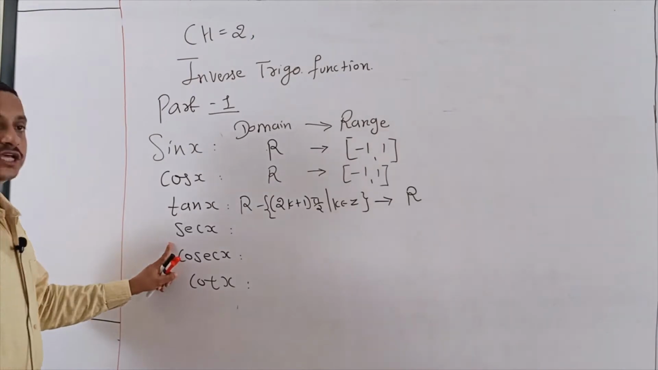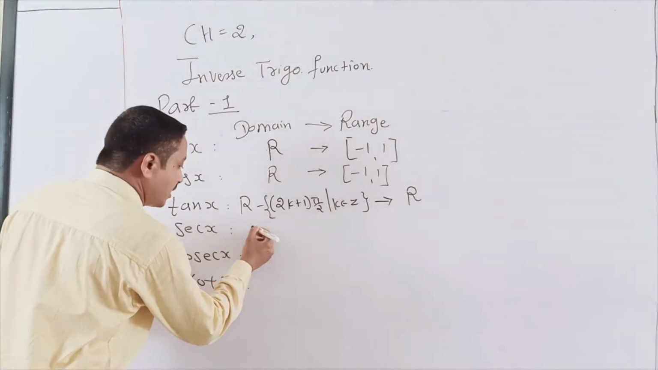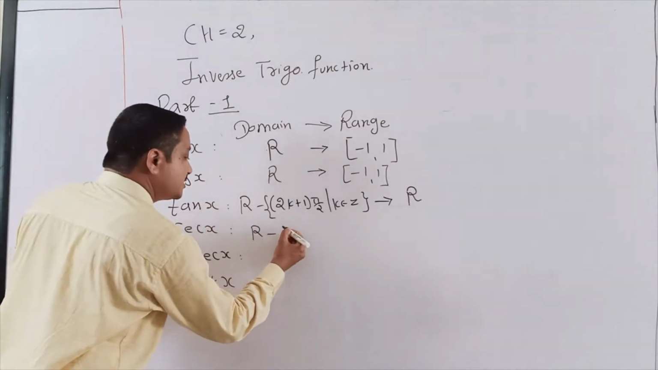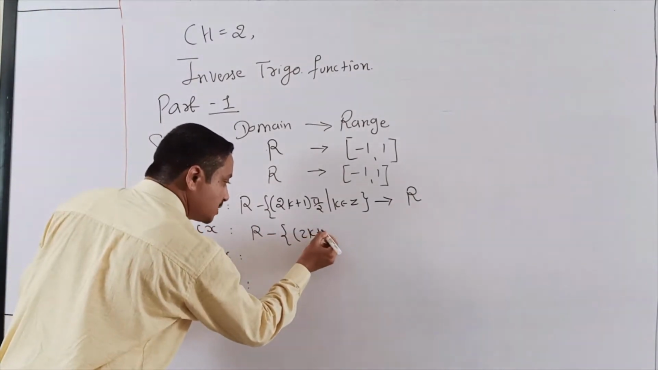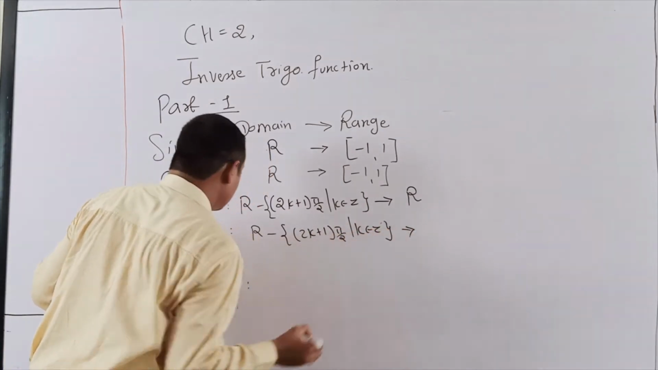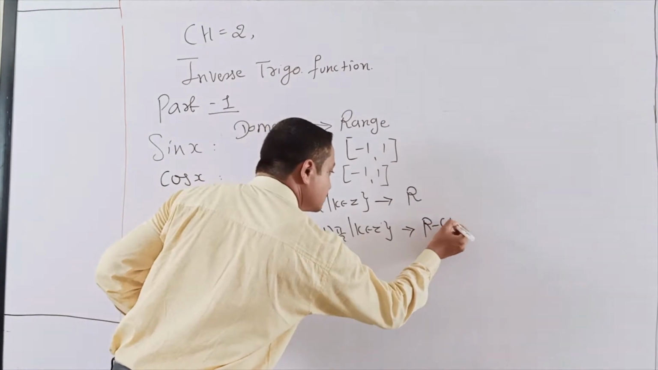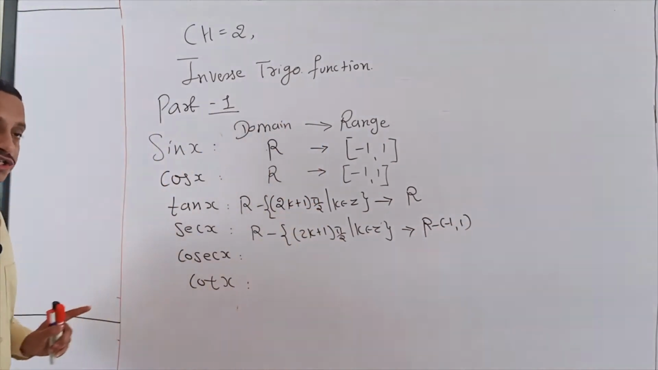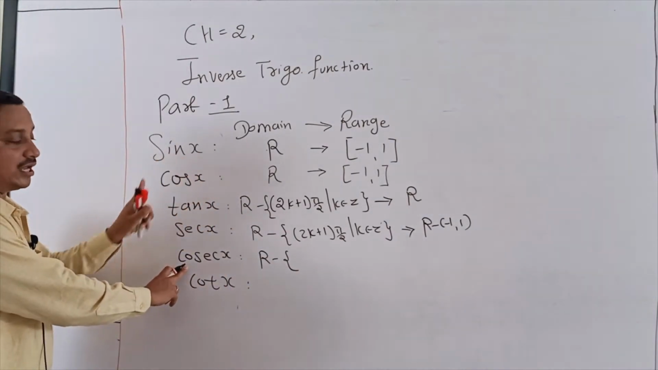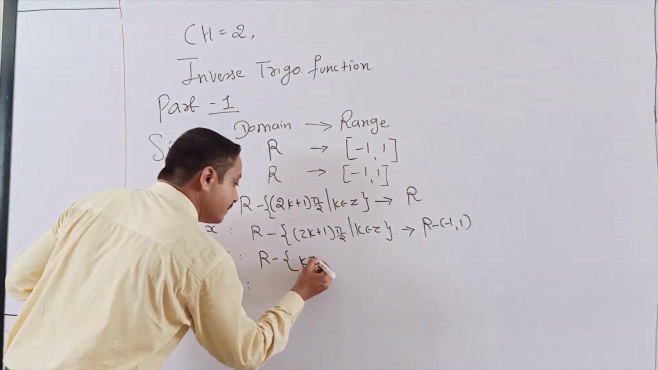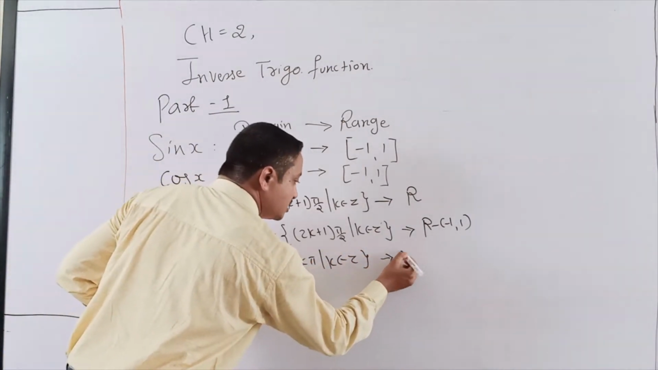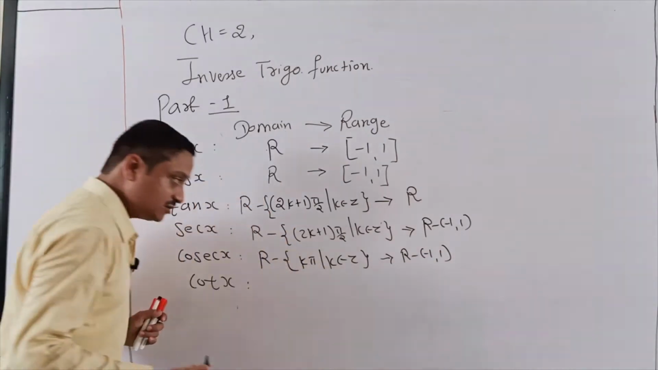Similarly for sec x, the domain is R minus the points where sec does not exist, yes, where cos is 0. Similarly, I write down (2k+1) pi by 2, k belongs to Z, and the range is R minus the open interval -1 to 1. And for cosec x, where cosec x does not exist, sin is 0, and sin is 0 at every k pi, k belongs to Z. Yes students, the range is the same as for sec.